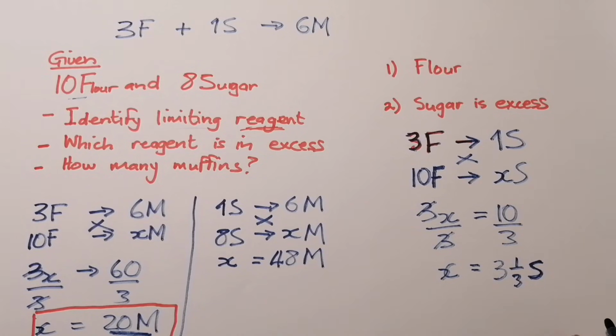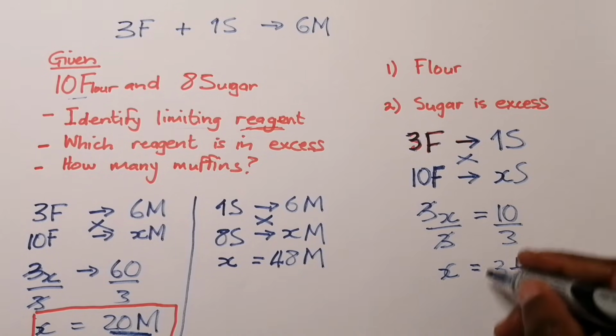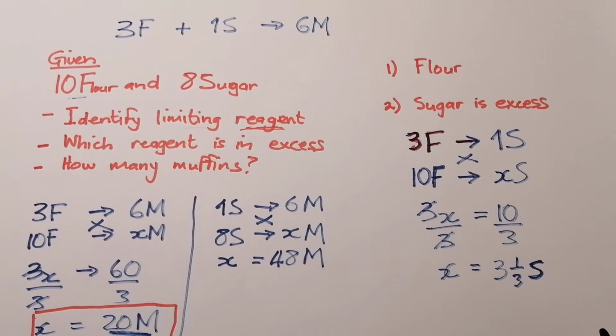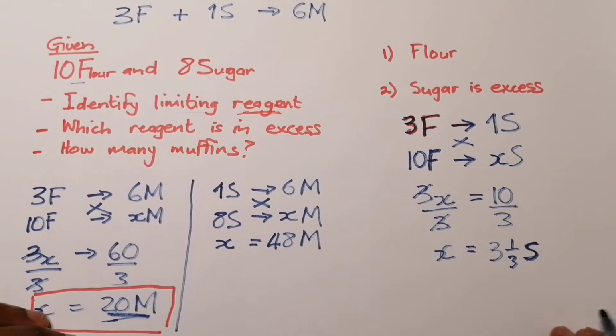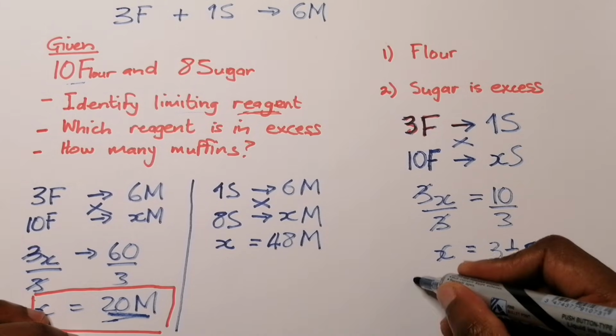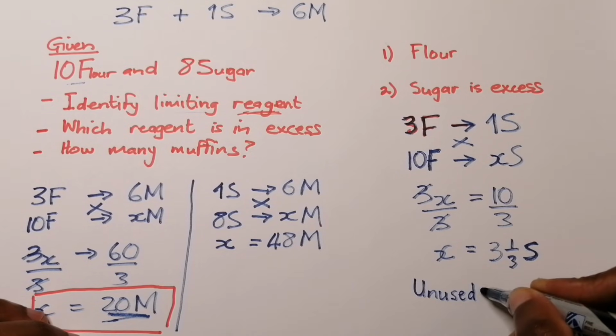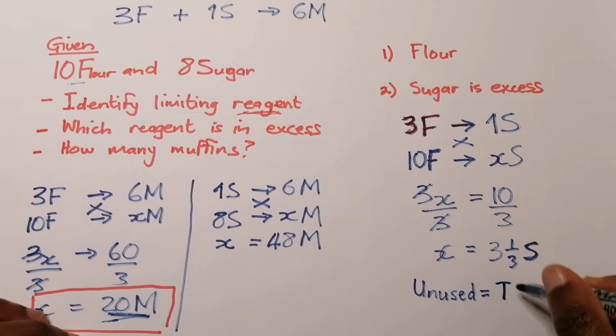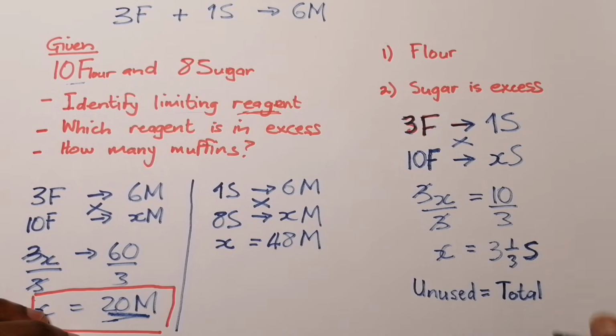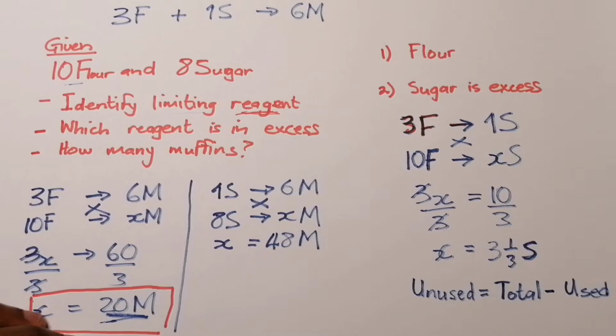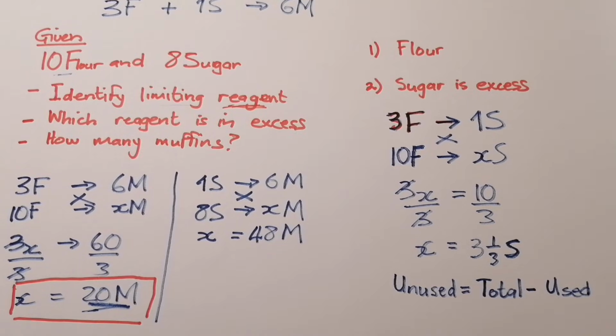Now let's check. If we use this amount of sugar, how much sugar will remain unused? So how much sugar will we have unused? If I want to find out the cups that are unused, look at this. What will it be? It will be the total amount of cups that we have of sugar, subtract the amount of sugar that you use. Keep this in mind. So it will be the total amount of sugar that we have.